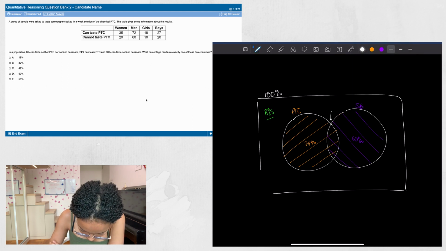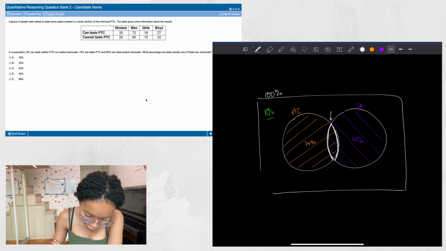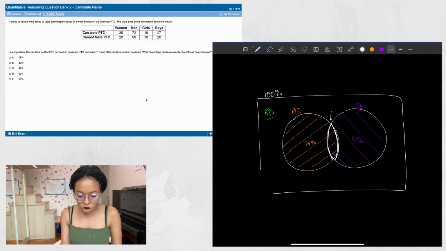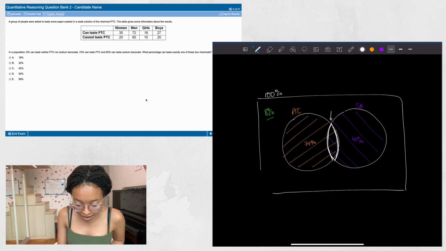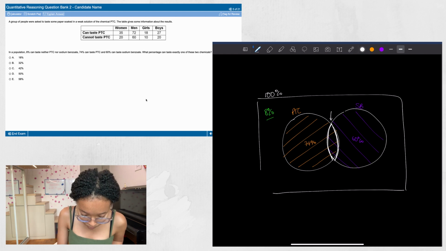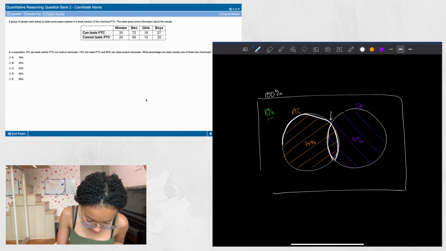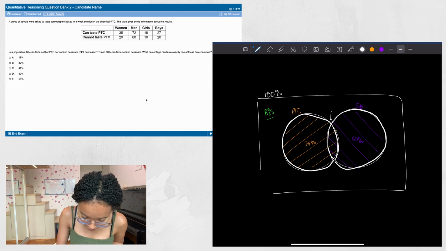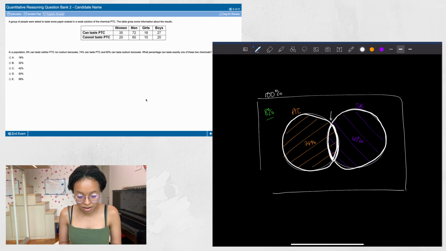But you do see here that we have a region that I'm going to outline, where there's a mixture of orange and purple, which means that in this region, people can taste both PTC and sodium benzoate. So when they ask what percentage can taste exactly one of these two chemicals, they're asking how many people are within just this area and how many are within just this area. So we have to subtract this overlapping area to answer the question.